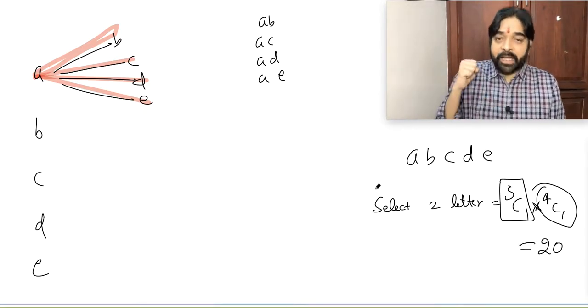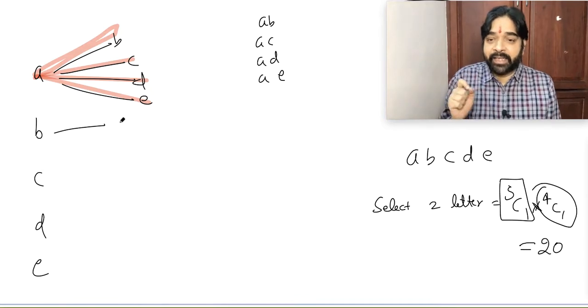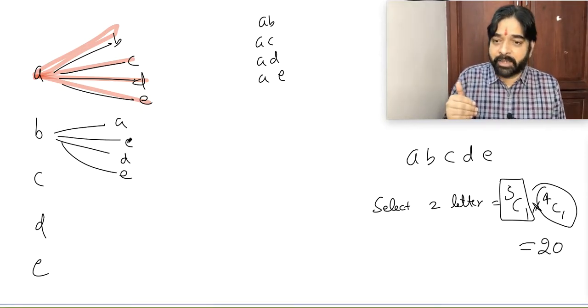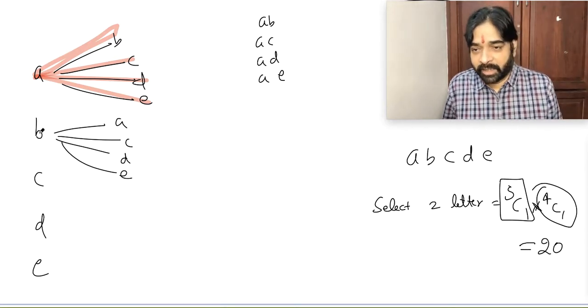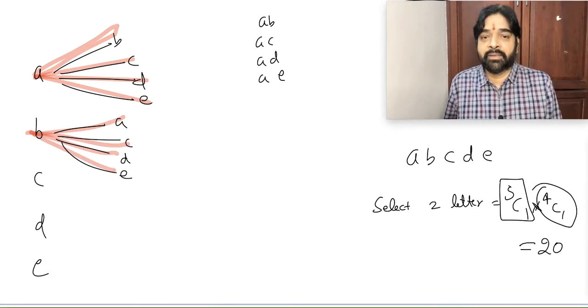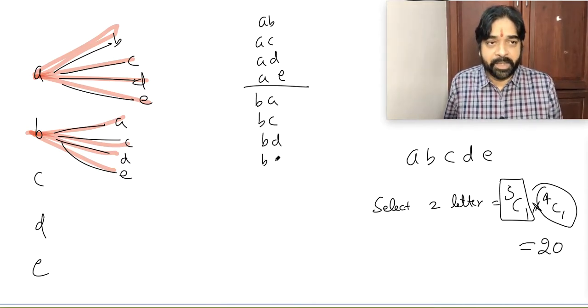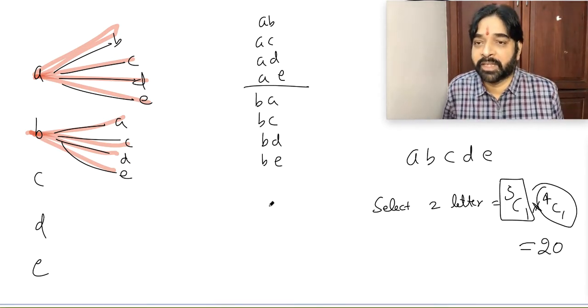Now let's go to this one. When I selected B, what is left? A, C, D, E. For the 4C1, this is the possibility. Did you understand? Now what is my selection? Either BA, BC, BD, BE.